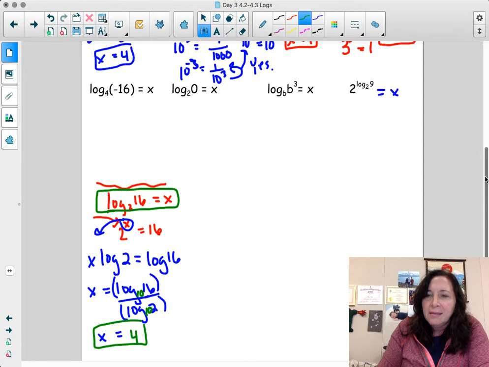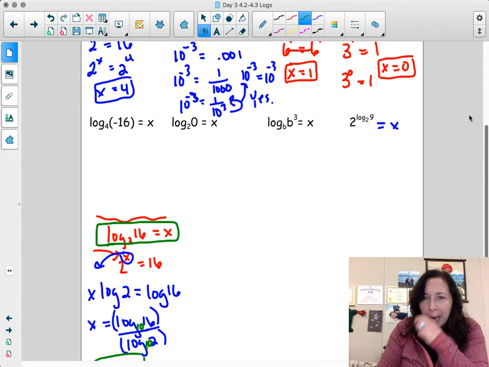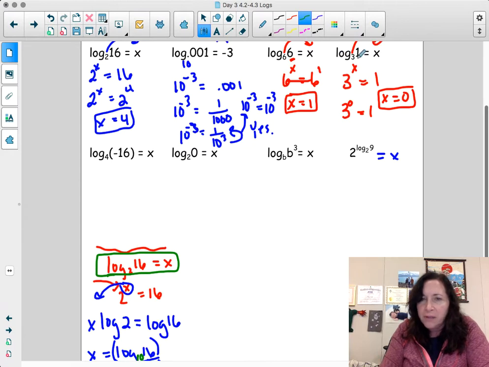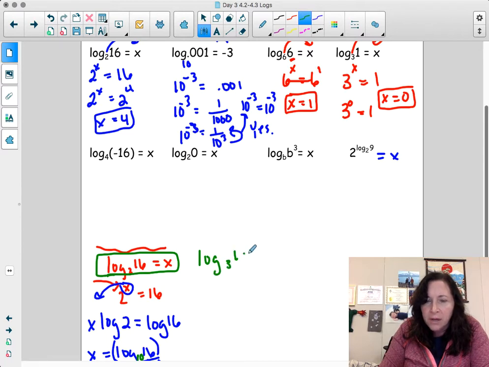So likewise, the reason I brought that up right now is because of this problem up above that I just finished. Log base 3 of 1 is equal to x. So let's just do that problem one more time. Log base 3 of 1 is equal to x. So you would have base to across the equal sign. So 3 to the x power is equal to 1.